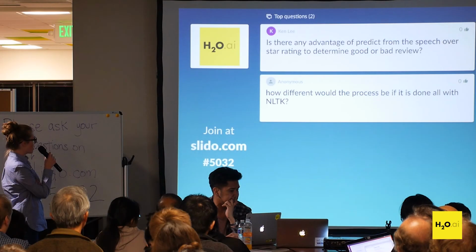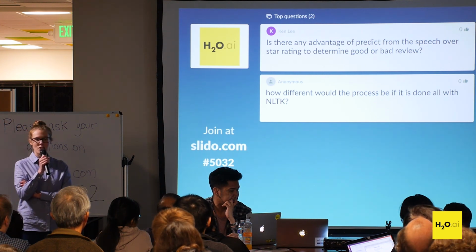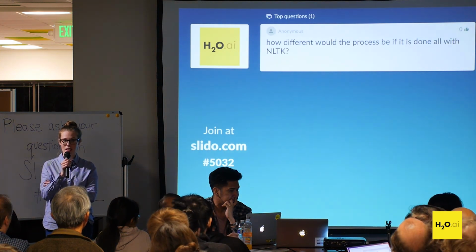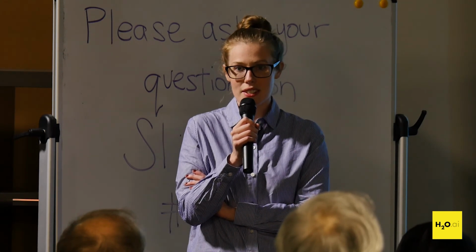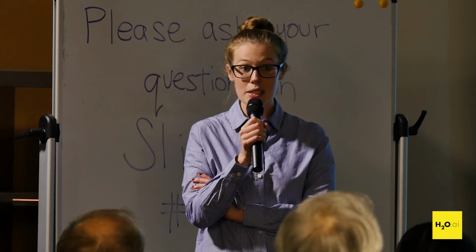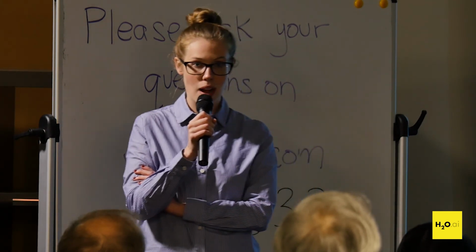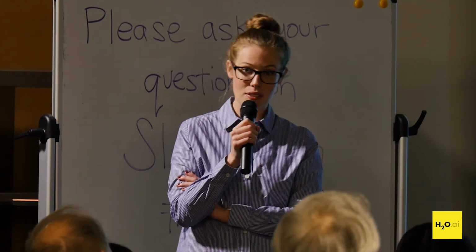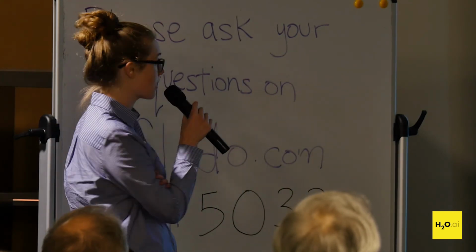Is there any advantage of predicting from the text over star rating to determine a good or bad review? The only advantage is that it makes the problem simpler. It's also easier to understand how well the model performs, because we typically understand accuracy very well. Something like the root mean squared error is a little bit more vague. For the purpose of the demo, I did a binomial problem, but you can definitely do regression instead. That would maybe be more precise, because a 3 versus a 4 rating is not that different. So it could be better to do ratings instead.